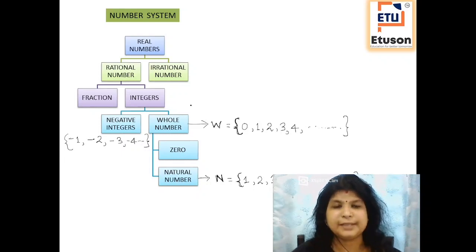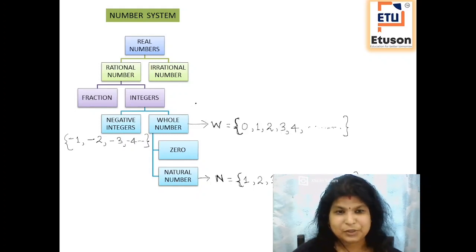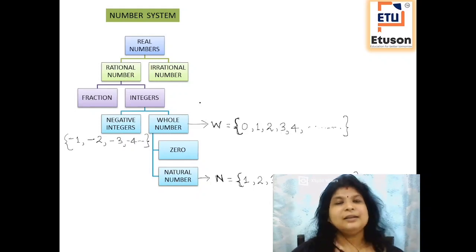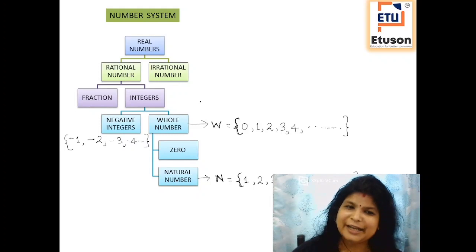Okay, so what about 0? Is it a positive integer or a negative integer? Don't get confused. When someone asks what are positive integers, positive integers are always greater than 0. So 0 is not a positive integer. When someone asks what are negative integers, the numbers which are less than 0 are negative integers. So what about 0? 0 is neither positive nor negative.